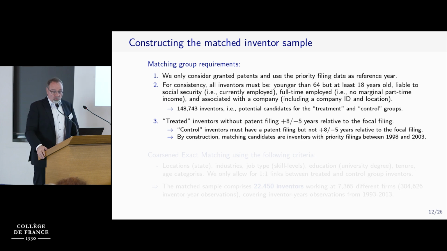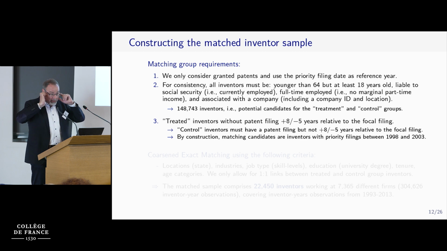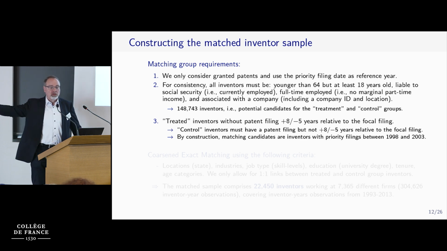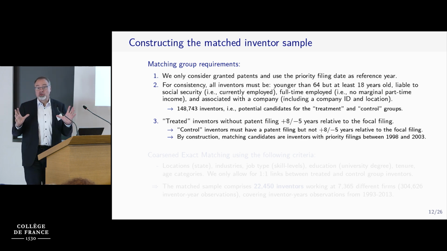So we need a matching group in order to find out what the inventors who are listed on a patent gain more than others who are in a similar situation. Unfortunately, our data don't offer the advantage that the Finnish data have, that we have access to other people who are randomly matchable in the data set. So we have to look in our inventor universe.